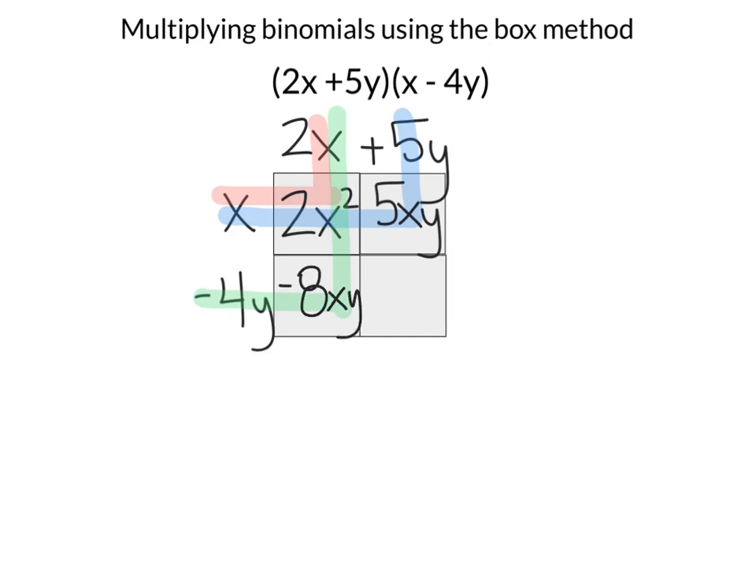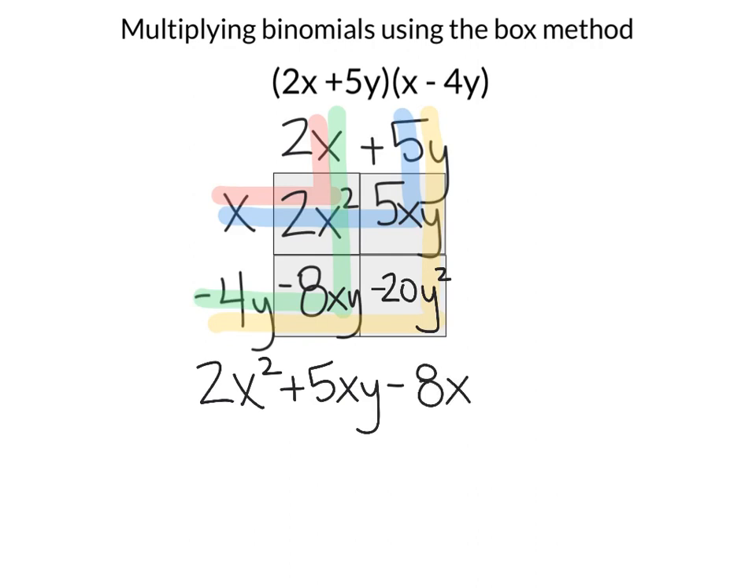And I move to my very last box, the bottom right. Here I am multiplying a 5y and a negative 4y. So I multiply the coefficients. Negative 4 times 5 is negative 20. And then y times y is y squared. So if I rewrite this, we have 2x squared. We have plus 5xy. We have minus 8xy. And then we have minus 20y squared.